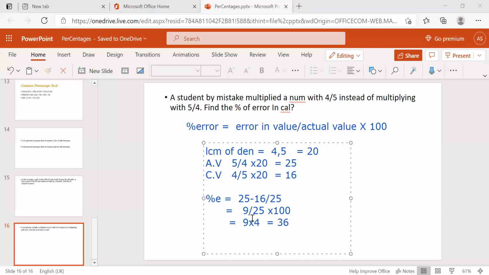Super. What you need to do every time they give a fraction value is just take the LCM of the denominators. Then we'll get one number. You just assume that number as the student's number. Then you take the actual value and calculated value. Then percentage of error is the error in value, actual value minus calculated value. Then 9 by 25 into 100 is nothing but 36. Okay, up to this we solved a few problems. We'll solve more problems in the next classes. Okay. Thank you for watching. Bye bye now.